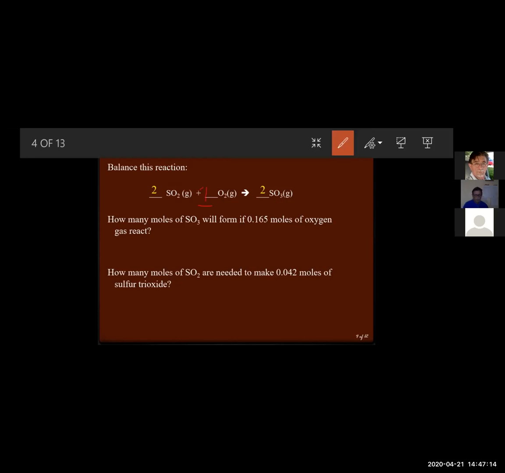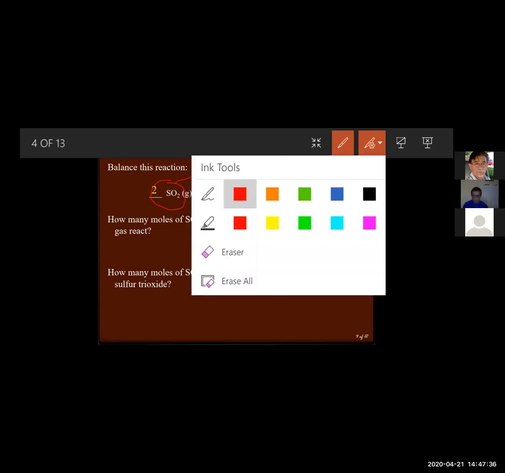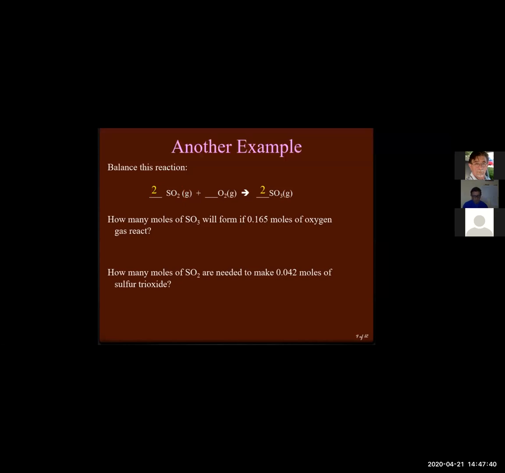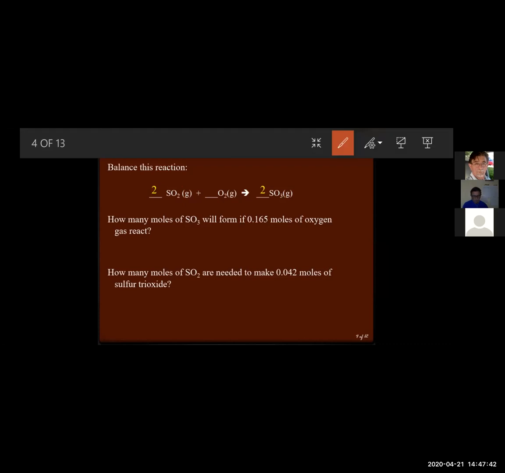All right. So keep in mind our relationship between sulfur dioxide and oxygen is a 2 to 1. Our relationship between sulfur dioxide and sulfur trioxide is a 2 to 2, or a 1 to 1. The relationship between oxygen and the product is a 1 to 2. Okay. So with that information, we can look at the first problem.